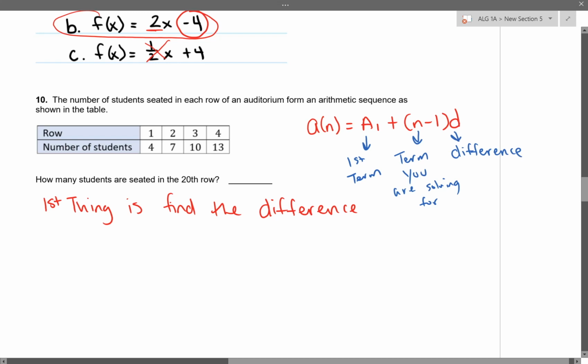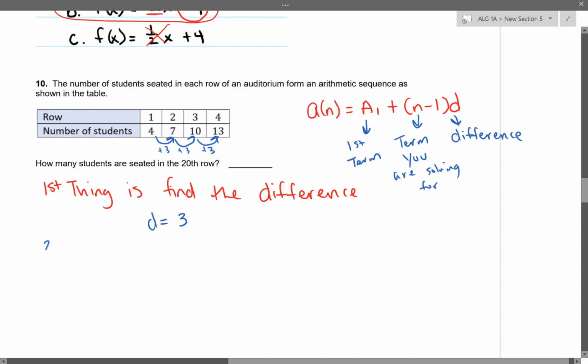Alright, so the first thing we need to do is find our difference. So 4 to 7, 7 to 10, 10 to 13. What is happening each time? Well, 4 to 7, that is a 3. 7 to 10, that's a plus 3. 10 to 13, that's a plus 3 again. So that works. So my difference equals 3.